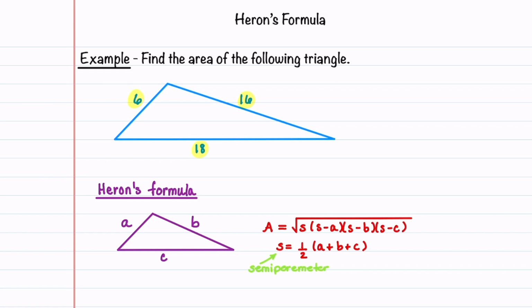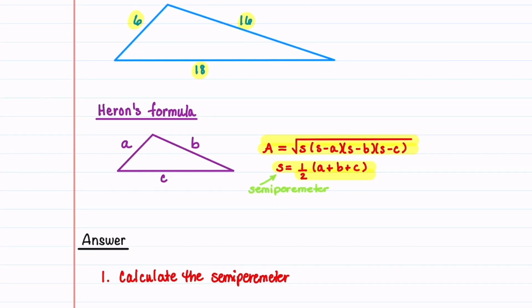To use Heron's formula, we first need to compute the semi-perimeter, which is equal to 1/2 of the perimeter of the triangle. The area is then equal to the square root of our semi-perimeter S times S minus A times S minus B times S minus C, where A, B, and C are the lengths of the triangle. Let's now apply this formula to our example.